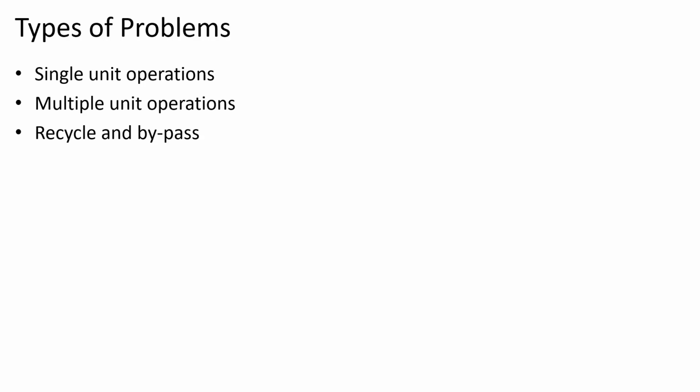The types of problems that we'll talk about are ones that involve a single unit operation. This has been the majority of problems we've considered thus far. Then just recently, we started talking about multiple unit operations that consist of two or more single operation steps. And this will conclude with a discussion of recycle and bypass within processes, which leads to more complicated problems.